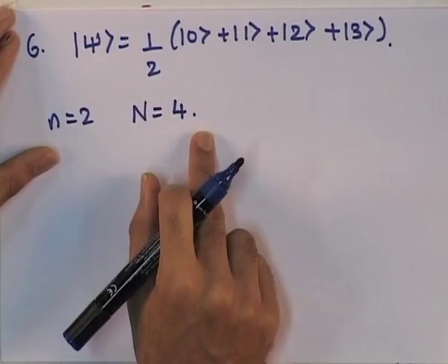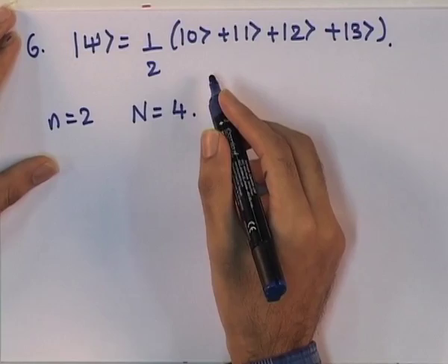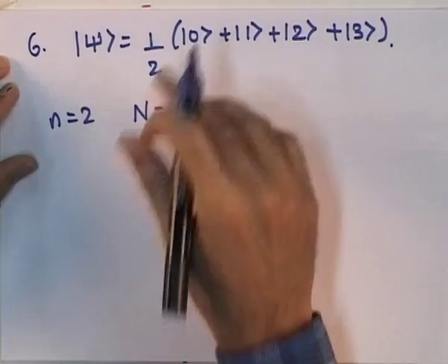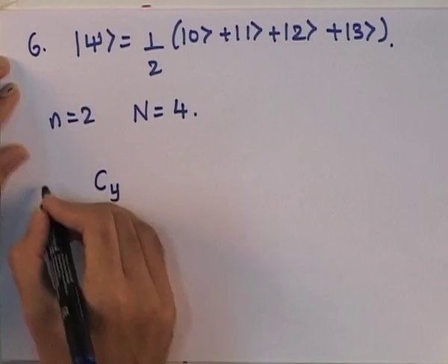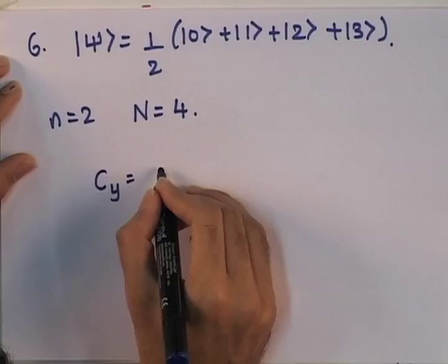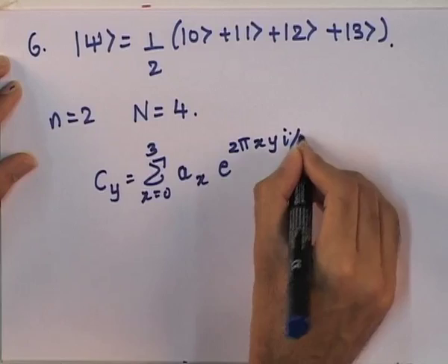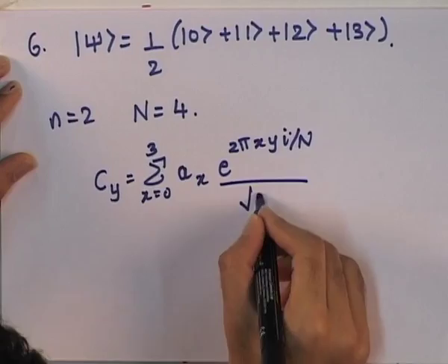So to get the QFT of this, we can find out the coefficient term by term. That is, the coefficient of each of the basis kets in the Fourier transform of this. So the coefficient of the state y, the coefficient of the ket y, would be given by summation over x going from 0 to 3 a x e raised to 2 pi x y i upon N times 1 upon root N. Here N is equal to 4.